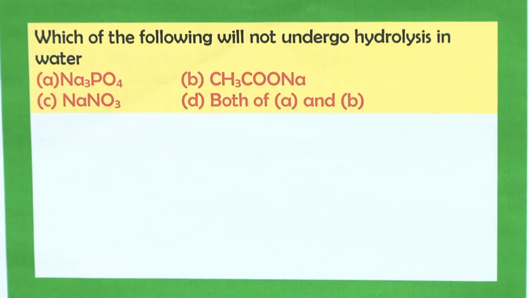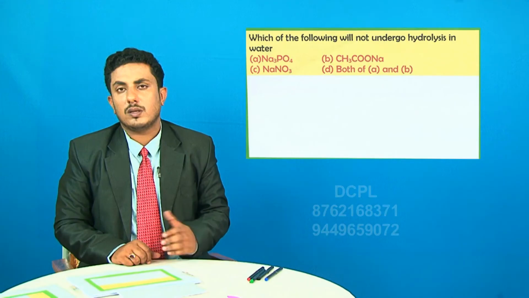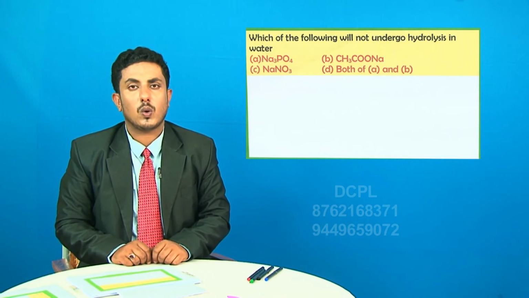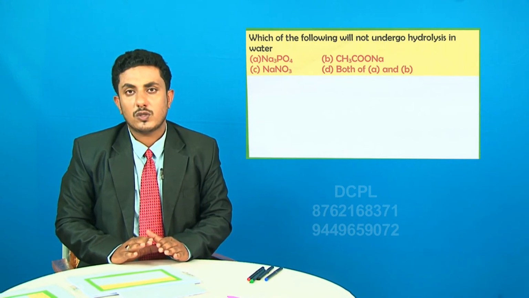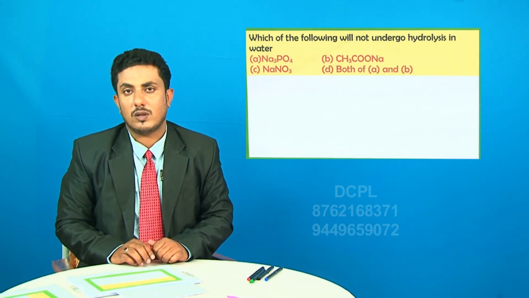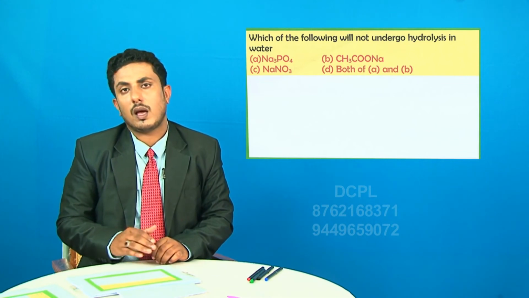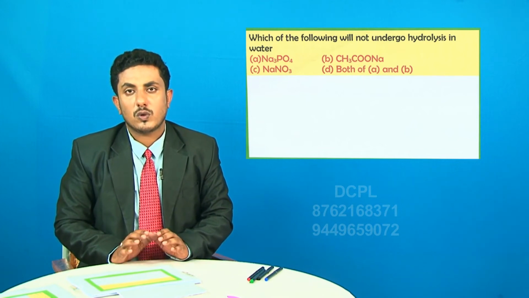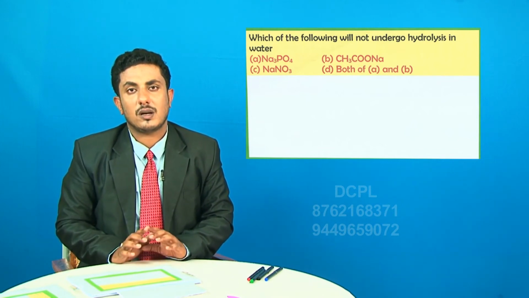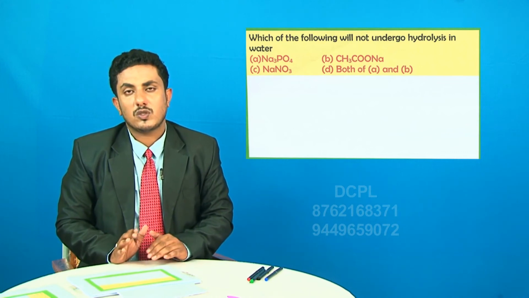Students, the next question is, which of the following will not undergo hydrolysis in water? Option A, sodium phosphate. Option B, sodium acetate. Option C, sodium nitrate. And option D, both A and B. Hydrolysis: salts, when they are dissolved in water, undergo hydrolysis. Generally, the salts formed by the combination of strong acid and strong base do not undergo hydrolysis, because after they react with water, they again give strong acid and strong base, which mainly remain in their dissociated form.